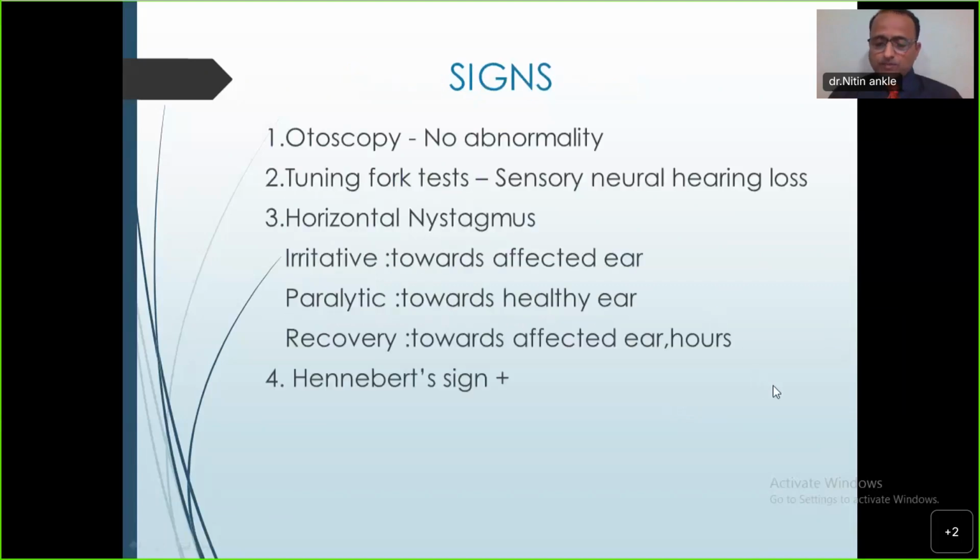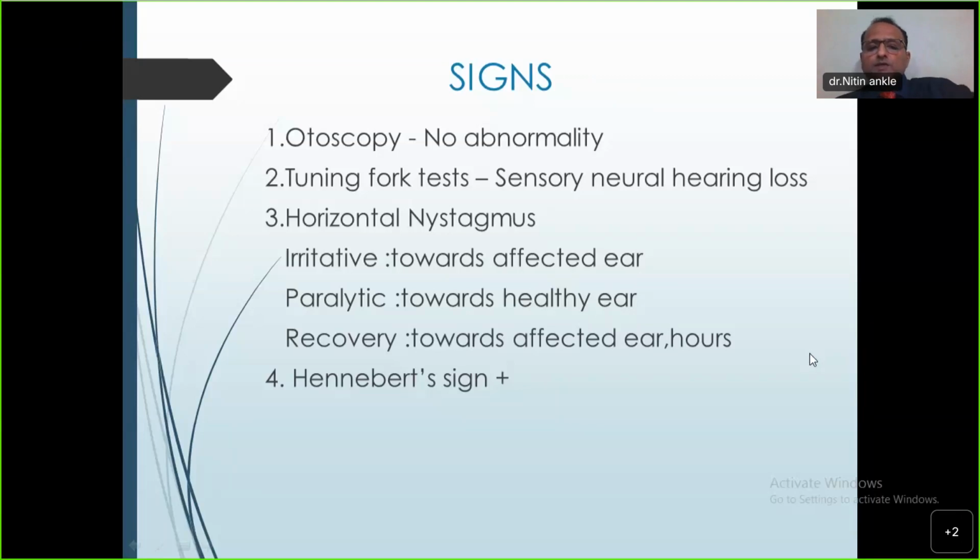Now, after the symptoms are over, we'll come to the signs. If you do the routine examination of the ear, the external appearance of the ear, the external canal, all of them are normal, including the tympanic membrane also. You do otoscopy, that is absolutely normal. The tuning fork tests, you do the Rinne's, Weber's, and the absolute bone conduction, you will come to know that there is sensorineural hearing loss. Typically, the Weber will lateralize to the affected ear.